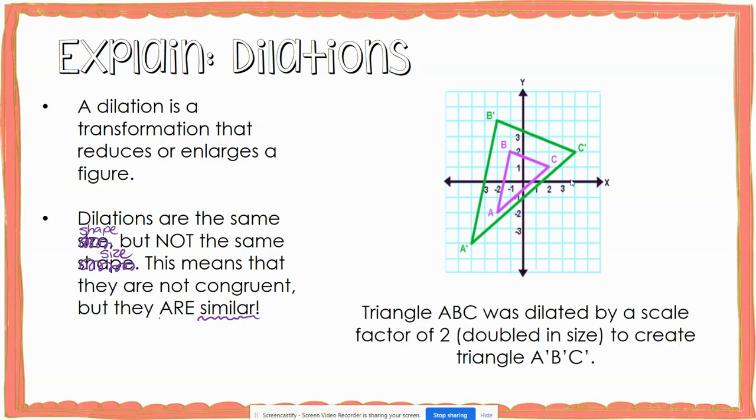In this figure, you can see that triangle ABC was dilated by a scale factor of 2, which means it doubled its size, to create triangle A prime, B prime, C prime.